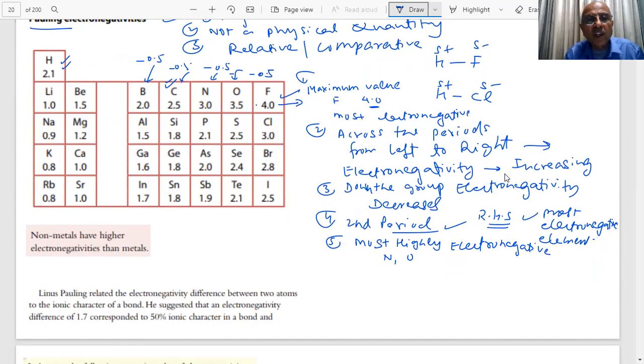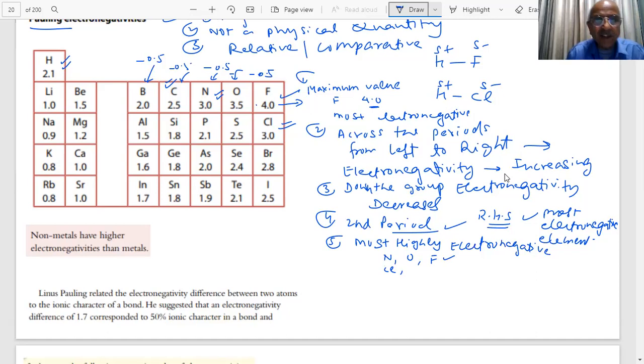Chlorine, what is the value of chlorine? It is also 3.0. You see, nitrogen and chlorine are almost the same. Nitrogen is also 3.0. Chlorine is also 3.0. See that one, both of them almost the same. Nitrogen, oxygen. This chlorine is quite close to nitrogen, and fluorine has the highest value. These are some of the most electronegative elements.